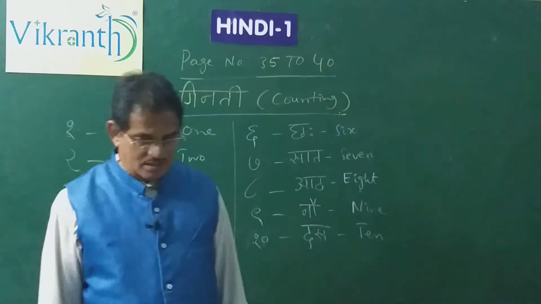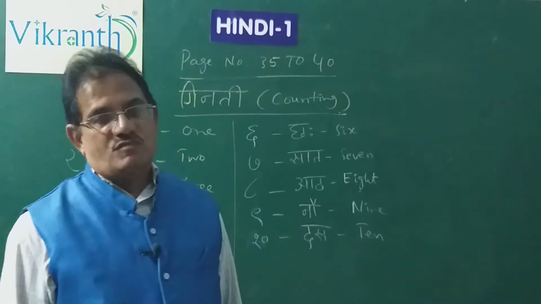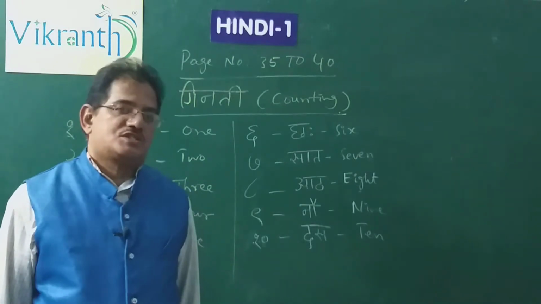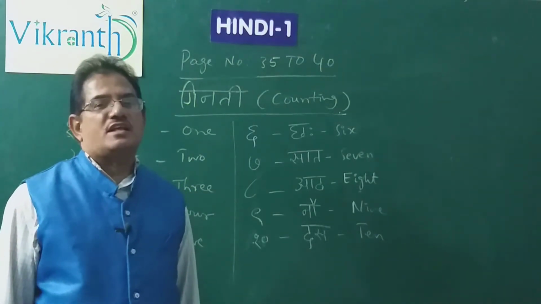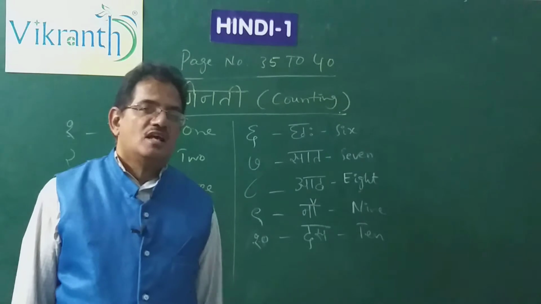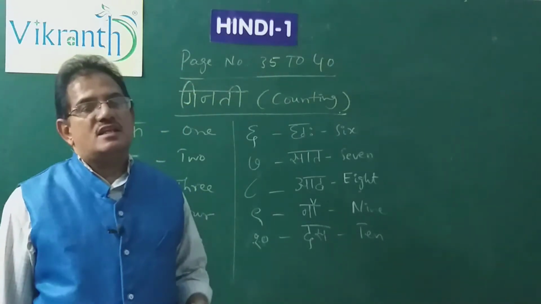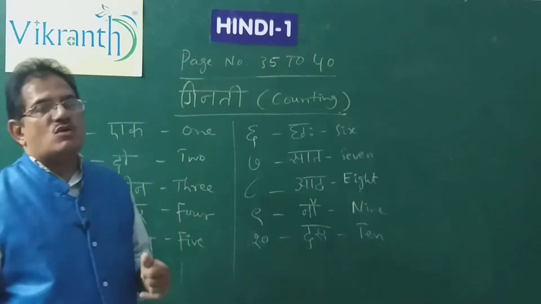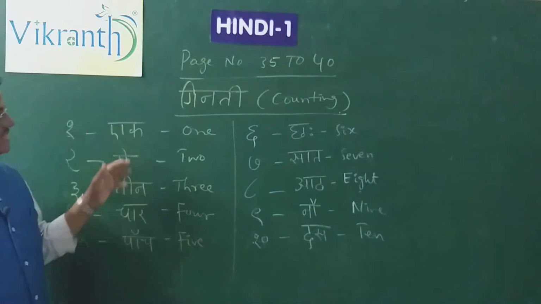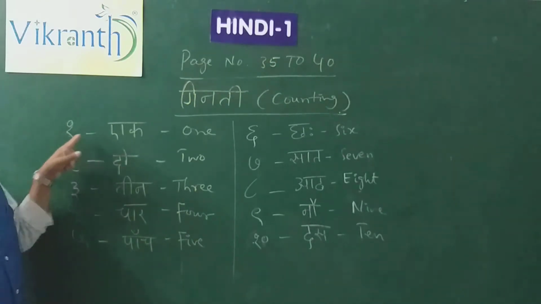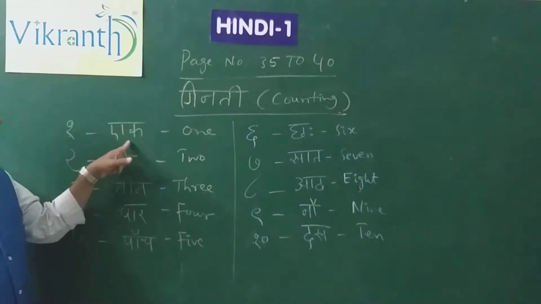Let us learn the numbers in Hindi from 1 to 10. In Telugu we call them 1, 2, 3, 4 like that, whereas in English we write 1, 2, 3, 4. Like that in Hindi also, the numbers have got names. Let us see them. This is the Hindi symbol of number 1. It is pronounced as ek, means 1.